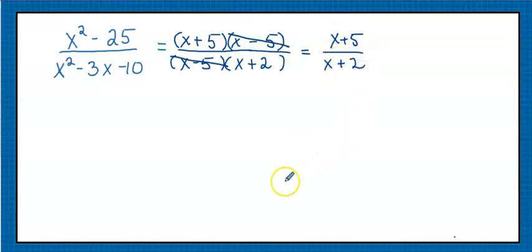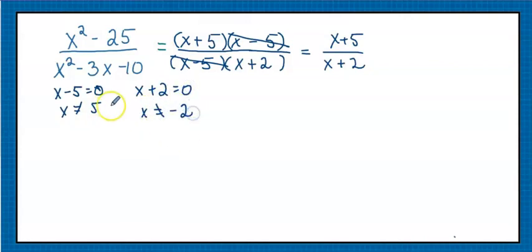Now, the last thing I want to do is go back and look at these factors in the denominator. Once I've factored the denominator, I can figure out what x cannot equal. The way I do that is I set up each of these equal to 0. So x minus 5 equals 0, and I solve for x. X cannot equal 5. X plus 2 equals 0. X cannot equal -2. So these are the domain restrictions. That's what we call that.